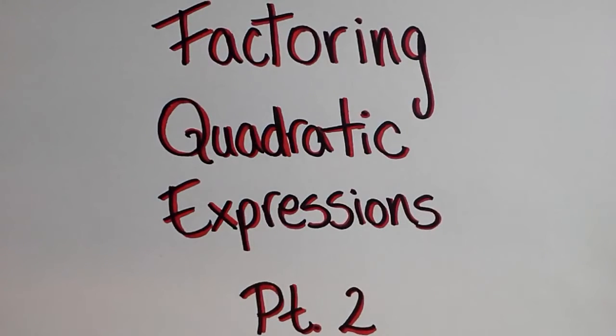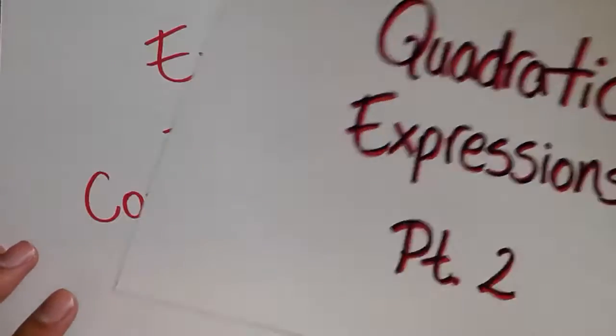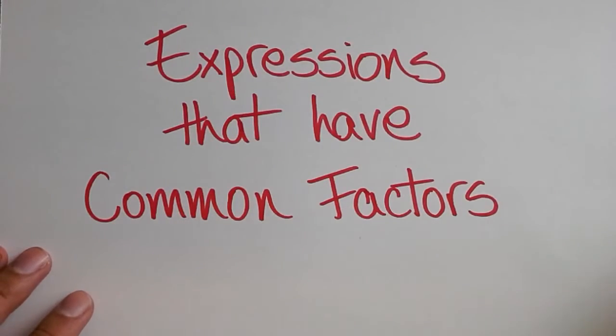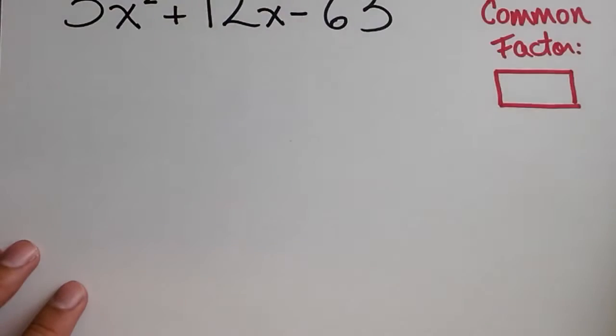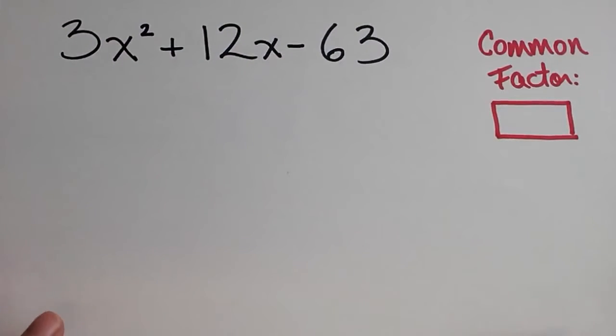Hello guys, for the second video on the sequence and how to factor quadratic expressions, we're going to be checking out expressions that have common factors. So let's check our first example. 3x squared plus 12x minus 63.